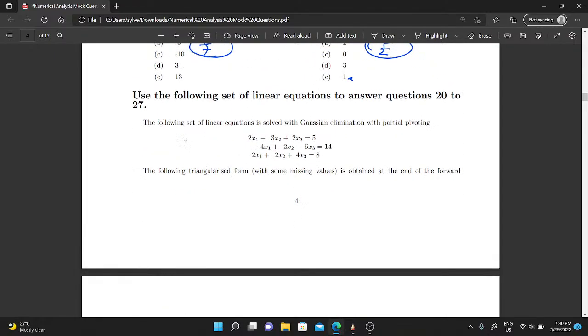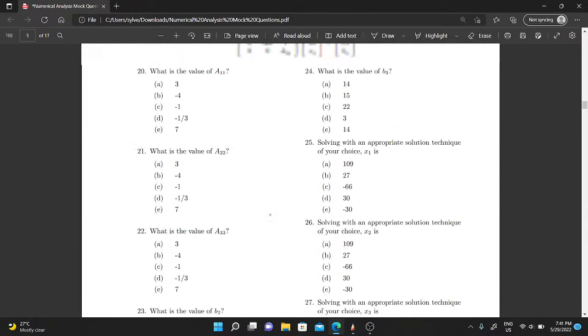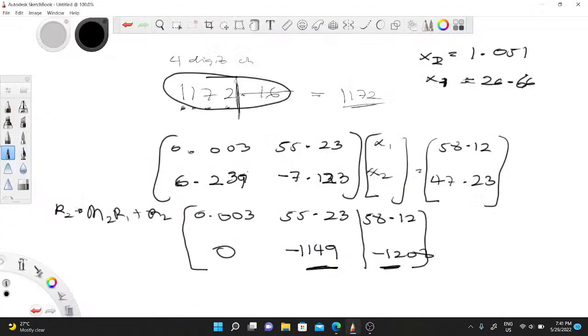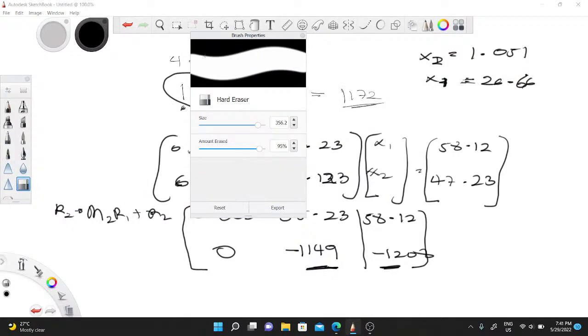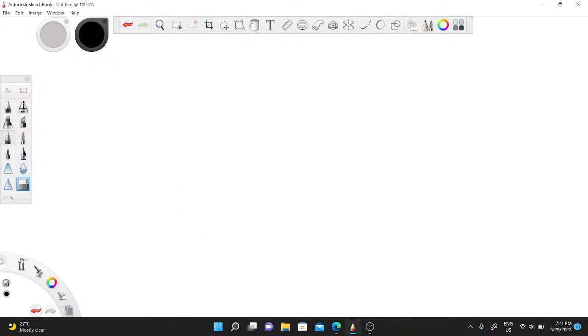Let's move. So 20 to 27, the following set of linear equations is solved with partial pivoting. Partial pivoting, basically, this is linear theory. Partial pivoting is the movement of various values in your pivot row to get the maximum value. This is to stop both your round off error and your division by zero.